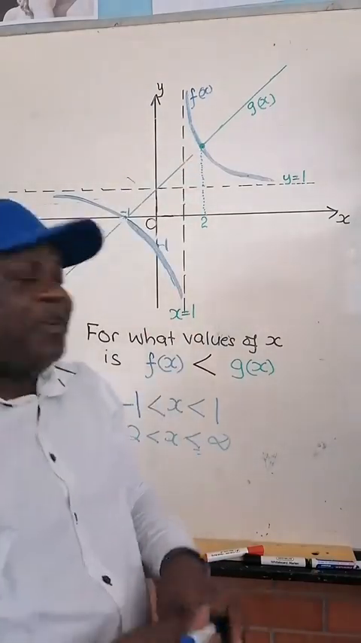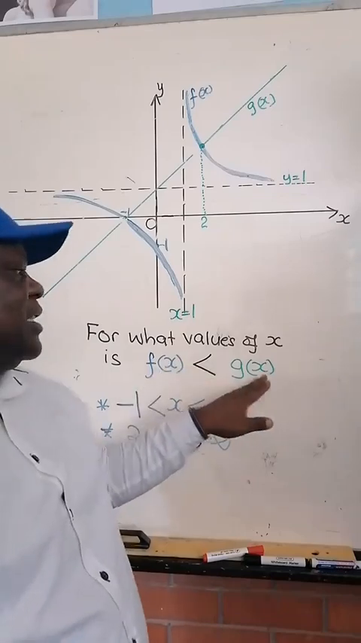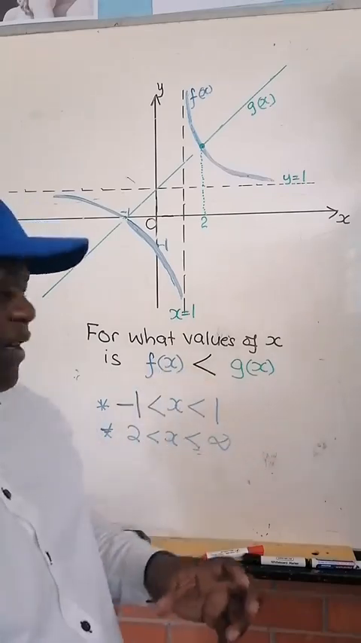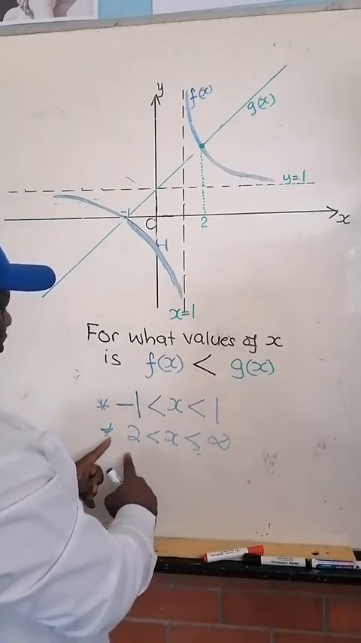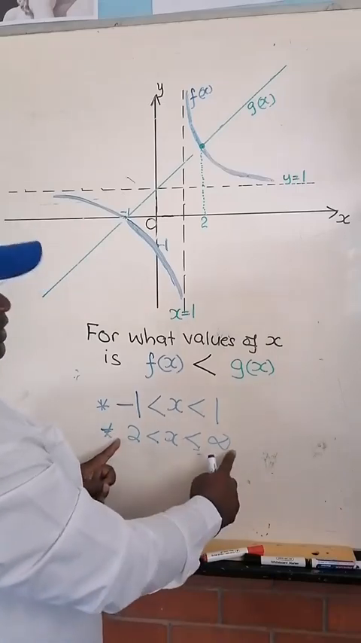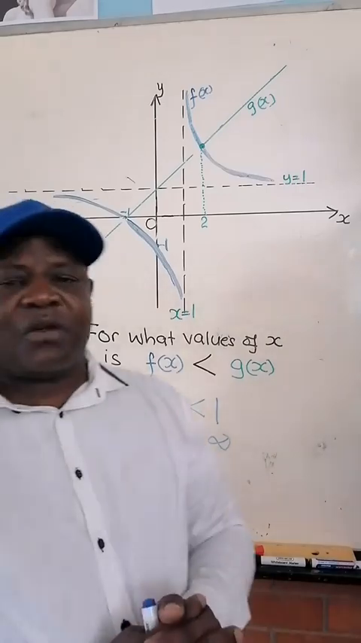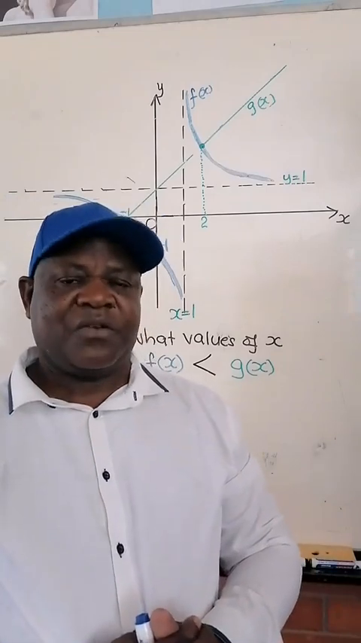So f of x is less than g of x for 2 intervals. This interval between -1 and 1, and the interval between 2 and infinity. That is how you do comparisons of two graphs.